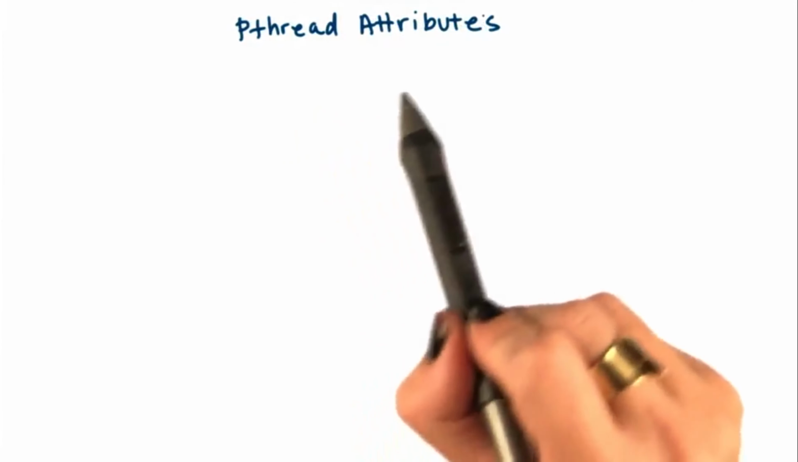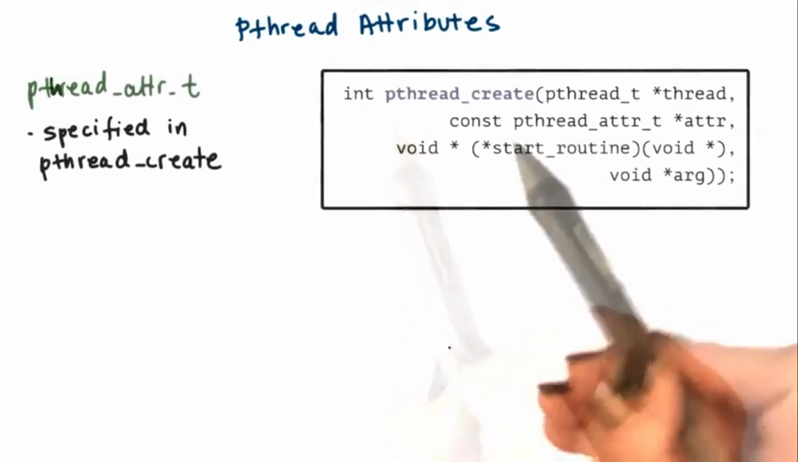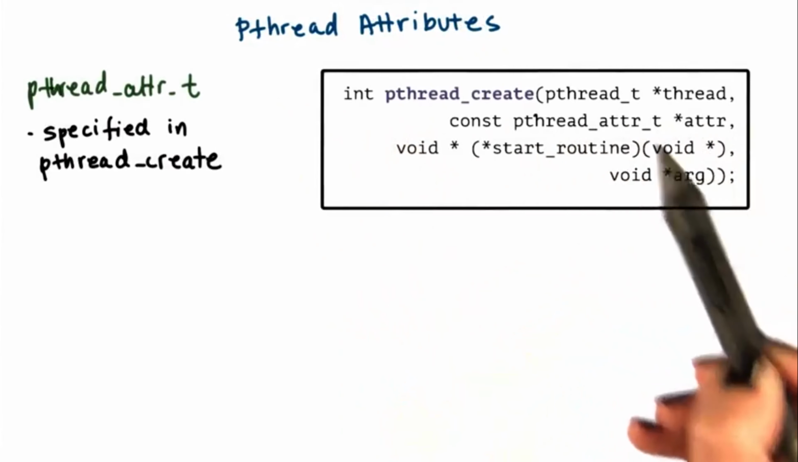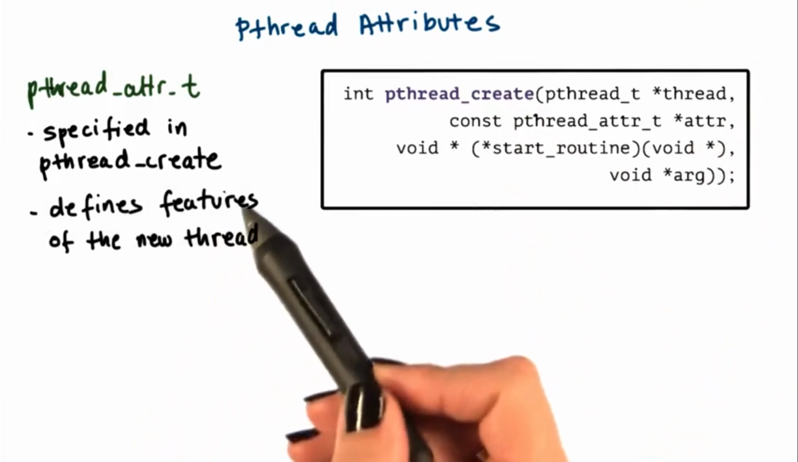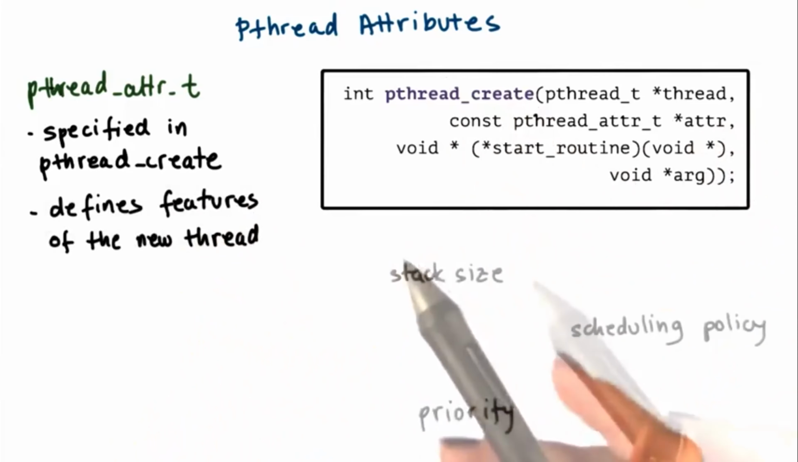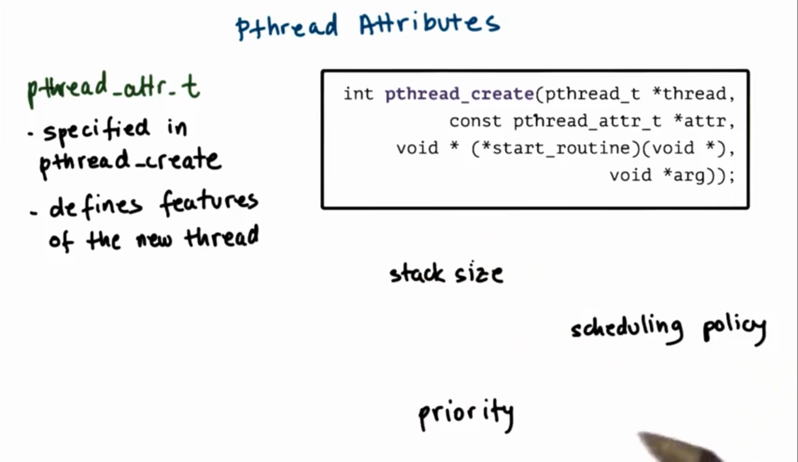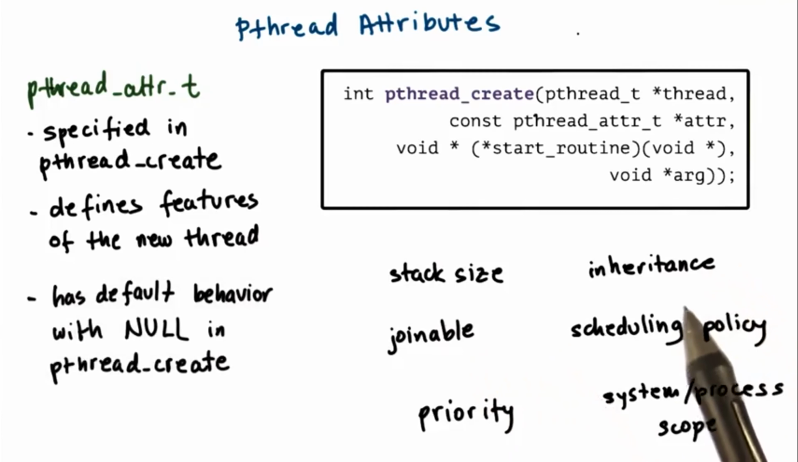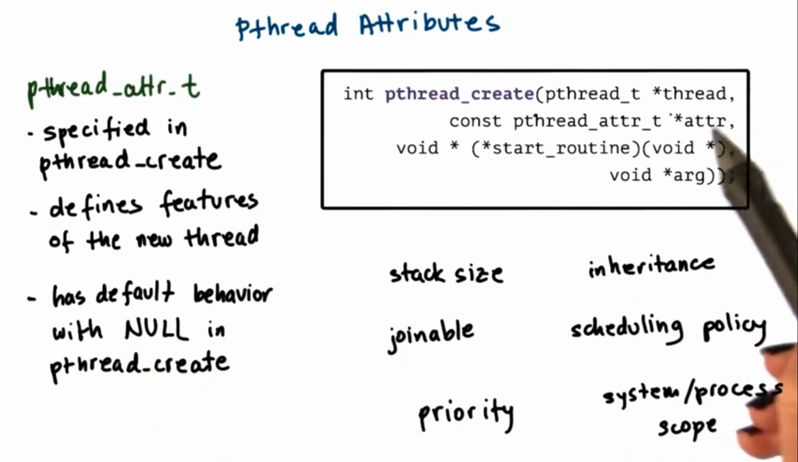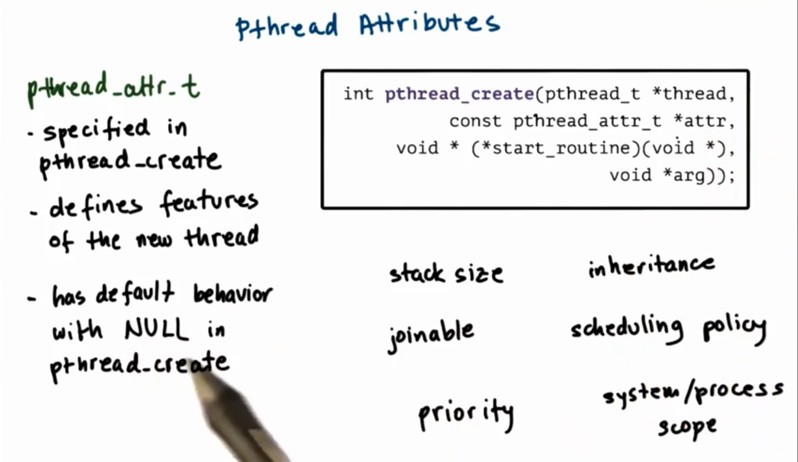I would now like to talk in a little more detail about pthread attributes. As we previously saw, there is a pthread attribute type argument to the pthread_create function. This argument gives us flexibility to specify certain features of the newly created thread. For instance, we can specify the stack size, scheduling policy, or priority of the new thread. We can set the scope of the new thread, whether it's system or process, like what we explained in the previous lesson, whether the thread should inherit attributes from the calling thread, and whether it's joinable. Pthreads establishes some default values for all of these parameters, and if you pass null as an argument to the pthread_create function, you will achieve that default behavior.